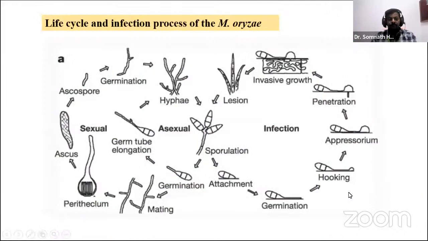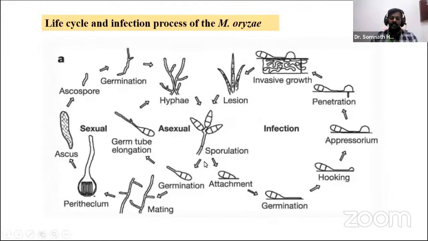If you see the life cycle and infection process of Magnaporthe oryzae, for example, an infected crop is there. There will be two types of cycles, sexual cycle and asexual cycle. The asexual cycle starts with the attachment of the conidia to the leaf surfaces, and they germinate and form the hooking structure called appressorium, and they penetrate into the host, grow intracellularly and produce lesions on the leaf surfaces. After formation of the lesions, we visualize these lesions on the surfaces of the leaves. This is the infection process.